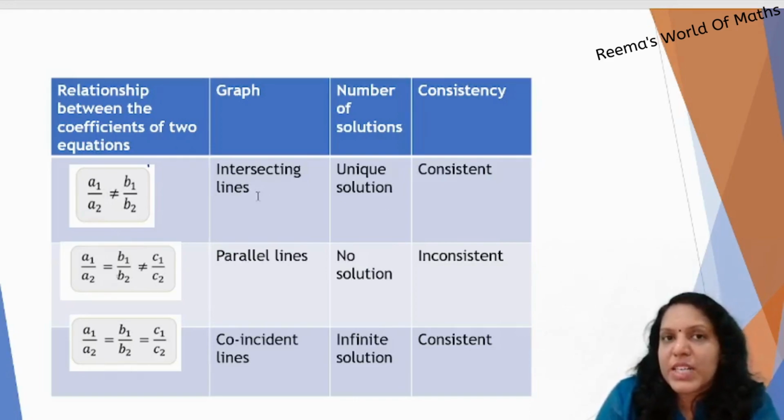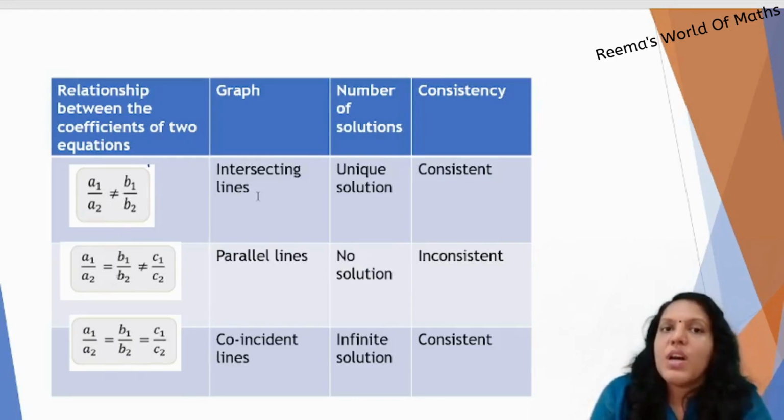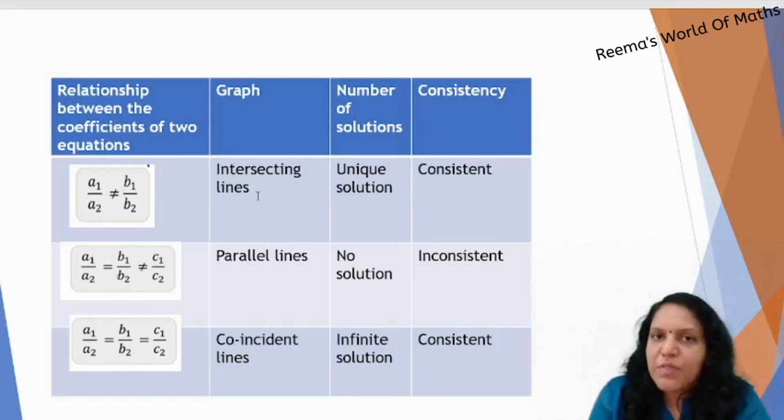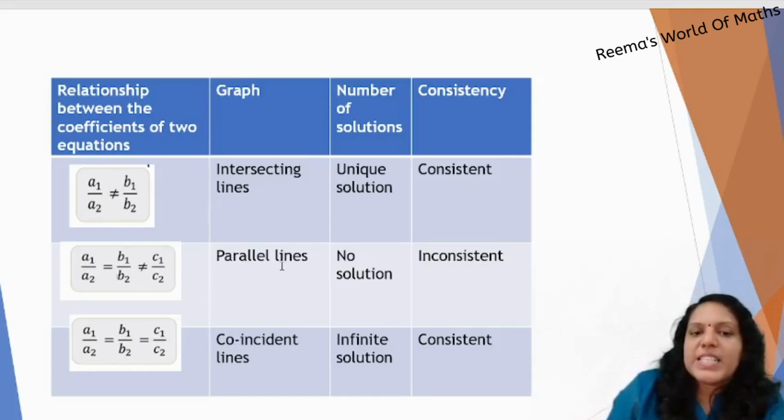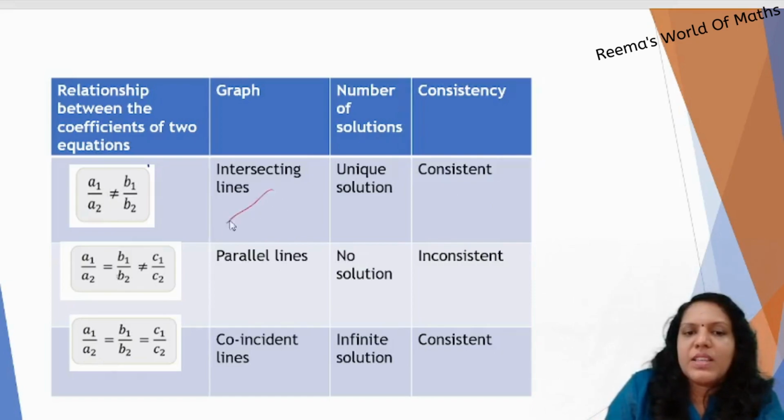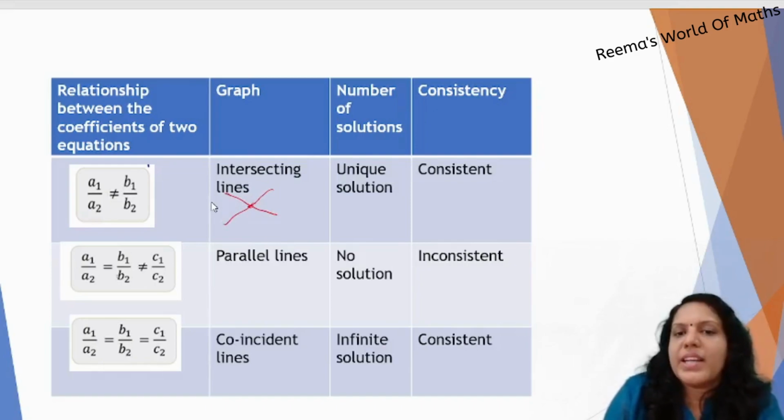We will learn that there are three possible ways when we plot a pair of linear equations on a graph. So the first one is when A1 divided by A2 is not equal to B1 by B2, the graph will be intersecting lines. It will intersect at exactly one point, and the point of intersection is the solution for these two equations. So it has a unique solution, and it is consistent.